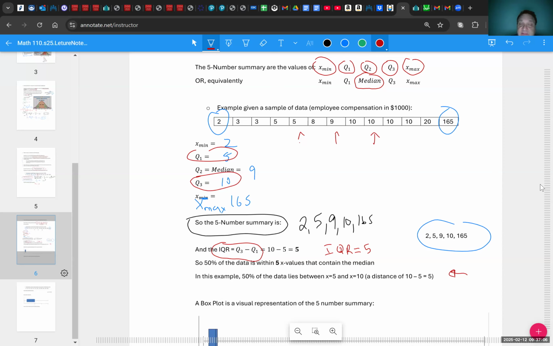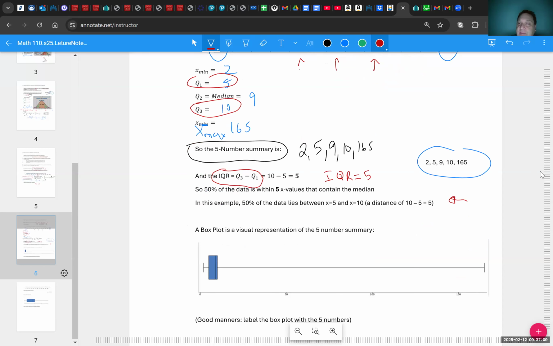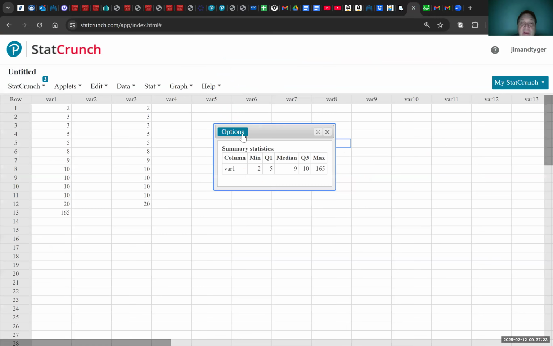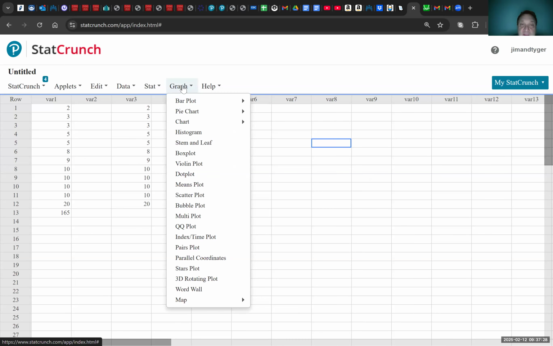So our last bit, trust me, we're almost done. We've got just a couple little graphs here, what's called a box plot. A box plot is just a visual representation of the 5-number summary. So we take the 5-number summary and we do a box plot. All right, we can do box plots on StatCrunch. To do a box plot, it's a graph. And there it is, box plot right in there. So I go to graph and box plot.